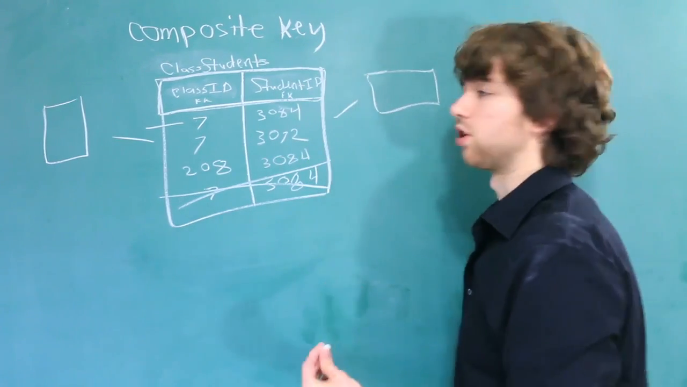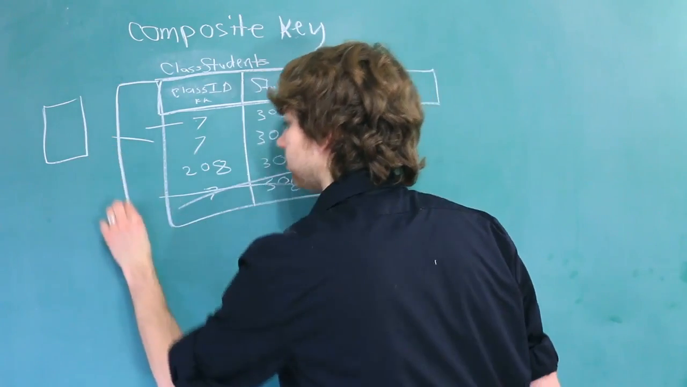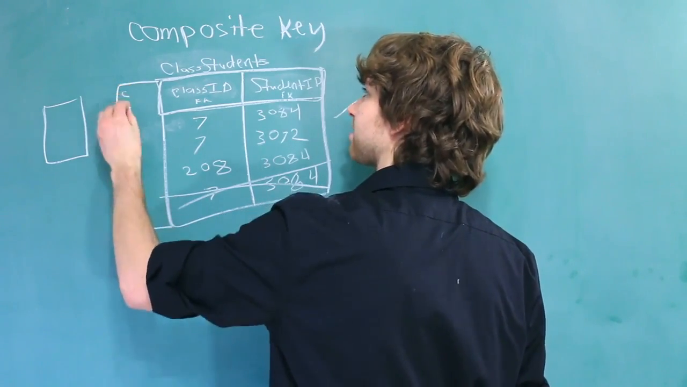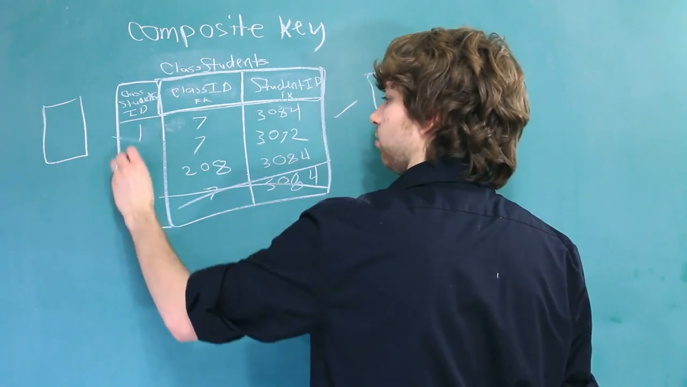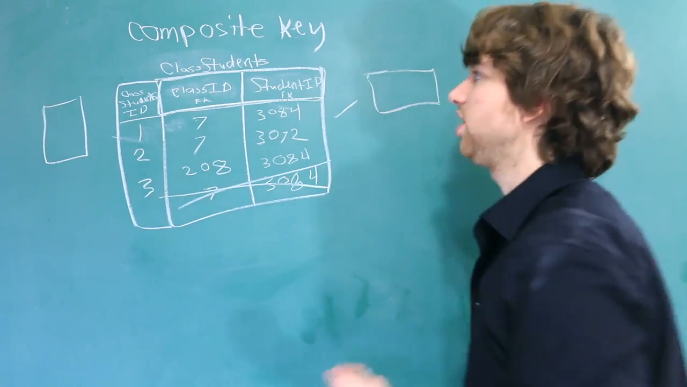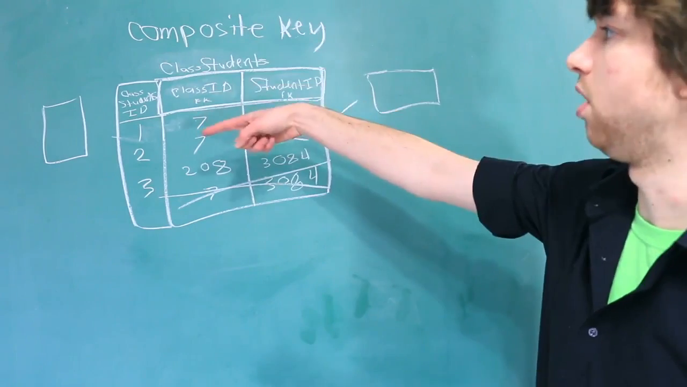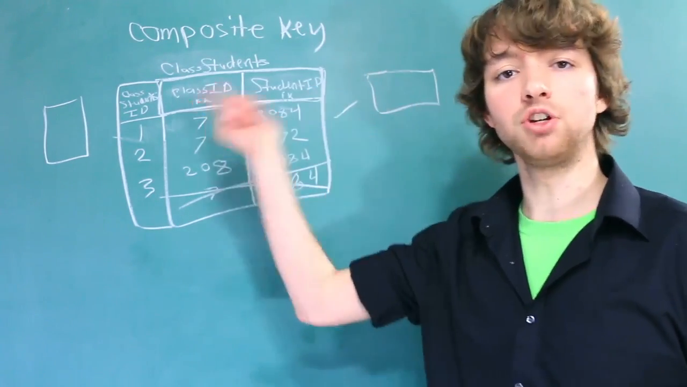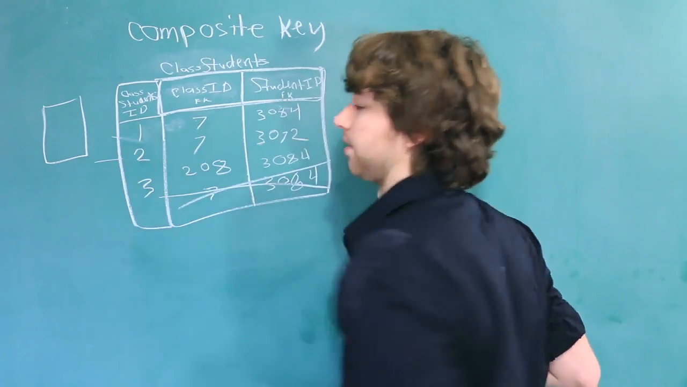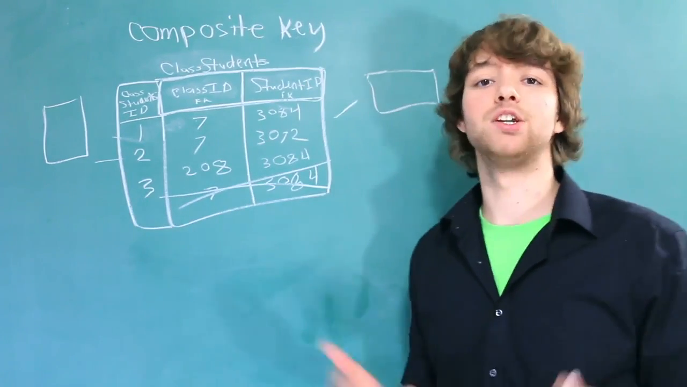Now you might also be asking, is it really necessary to use a composite key? Couldn't we just have another column right here and make it something like class students ID? And then every single row would have a new ID, so we'd have 1, 2, 3. And then you wouldn't need to say 7 and 3084, you could just say grab me the row with the class student ID of 2, and you would know it's always talking about this row. Well, actually that does work.